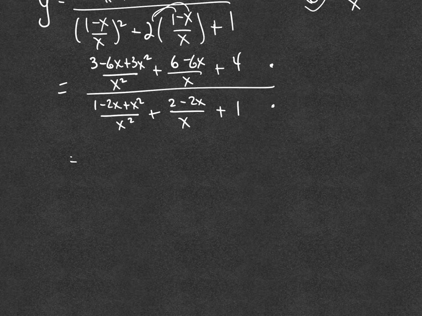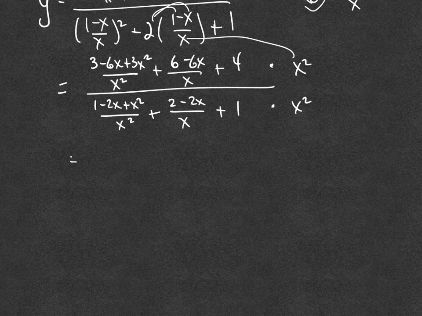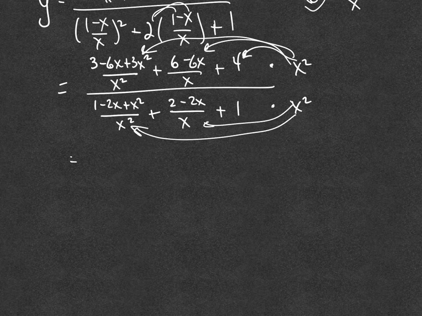But I'm actually not going to have you multiply by 5. Instead, what I'm going to have you do is multiply everything by x squared, both in the numerator and in the denominator. Now what happens when you do the first multiplication is the x squared you're multiplying by and the x squared in the denominator cancel. So you're just going to be left with 3 minus 6x plus 3x squared.